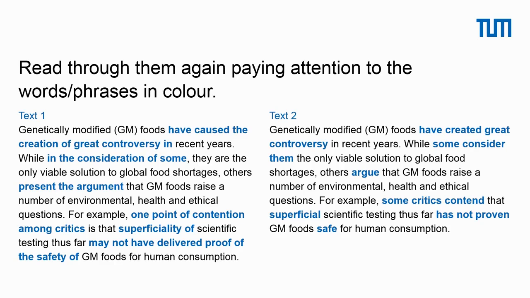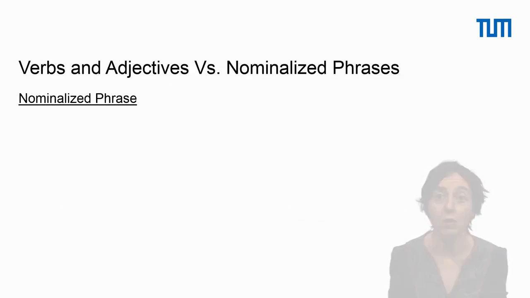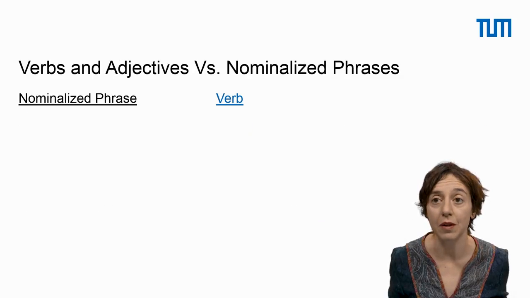As you may have noticed, text 1 uses nominalizations, often preceded by an unnecessary verb, whereas text 2 has converted these nominalizations into verbs or adjectives. Let's look at this more closely. Text 1 uses nominalized phrases created from both verbs and adjectives. Here we can compare the individual phrases.